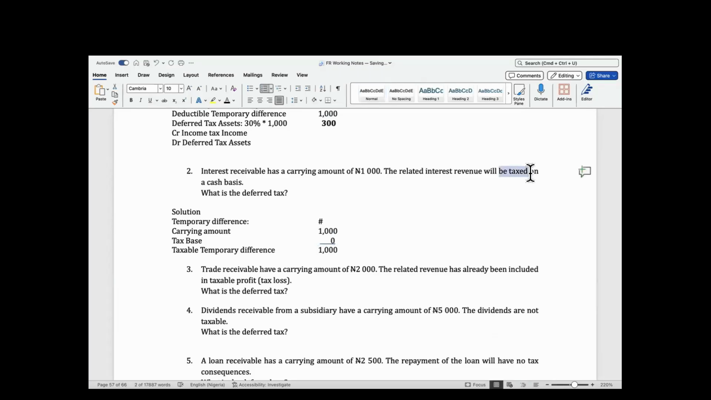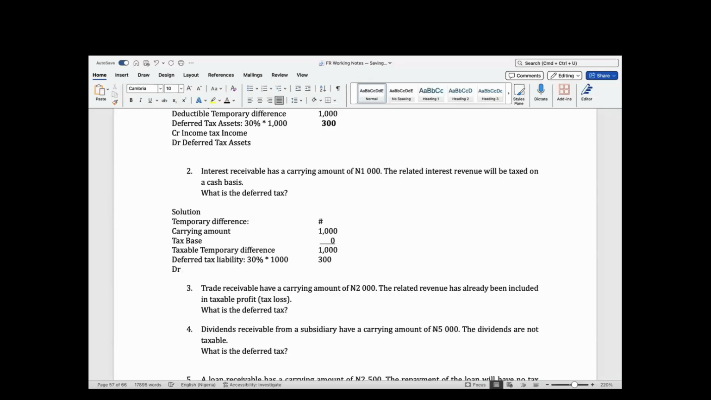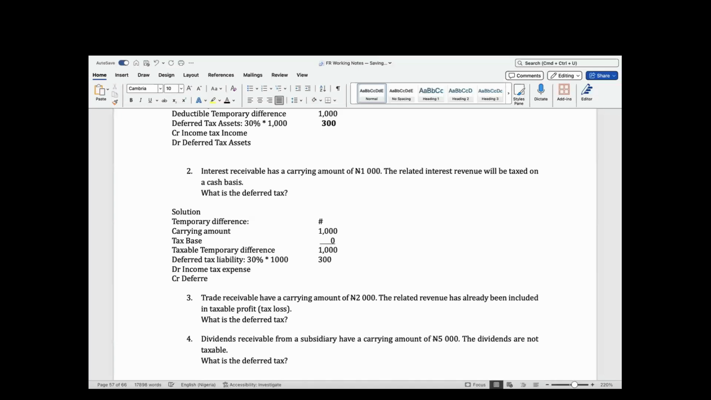In this case now, based on what they have told me here, it's going to be taxed on a cash basis. So the taxman did not capture anything, but I'm going to pay more tax. Okay, so it's a taxable temporary difference. That's when the taxman will capture it. So here, it will be a liability. Taxable temporary difference results in a deferred tax liability. And that's 30% also times 1,000, which is 300. And for deferred tax liability, you debit your income tax expense and you credit your deferred tax liability.